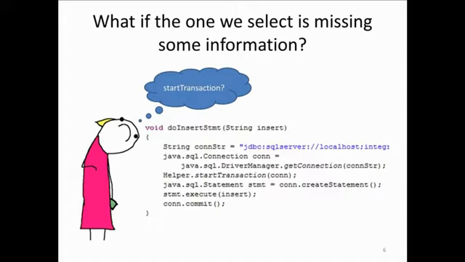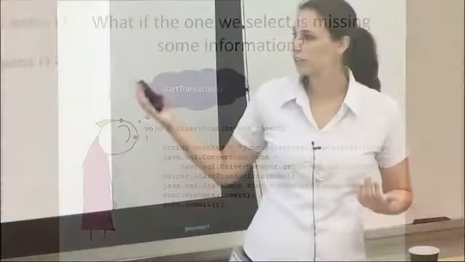Another problem is, what if the example I'm looking at has pieces of information missing? So you can see here that we're actually doing the correct thing now. We're opening a connection, we're starting a transaction, we're using a statement that isn't prepared, and we're executing it. But we're starting a transaction with some external code that I don't have access to, some helper function and some helper class that I'm going to have to go looking for now. And I might not even find.